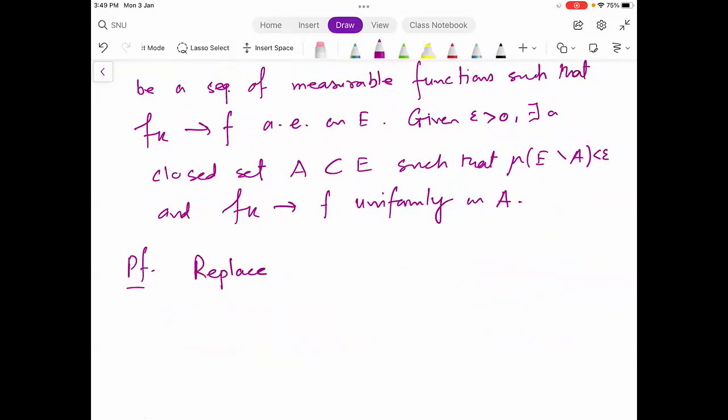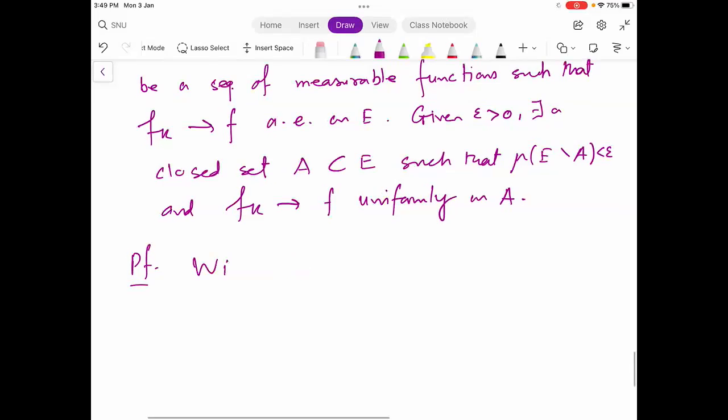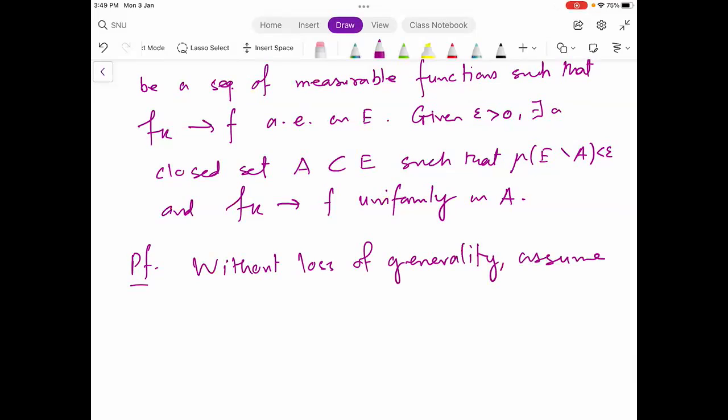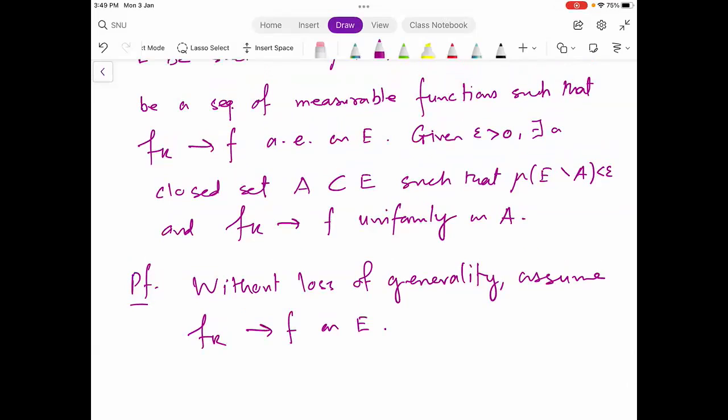Without loss of generality, assume Fk goes to F everywhere on E instead of almost everywhere. Why? Again, the reason is there is a null set N contained in E such that except on N, Fk x goes to F x for every x in E minus N. But then now replace E by E minus N. Mu of E minus N is less than or equal to mu of E, which is finite. So mu of E minus N is also finite. So replace E by E minus N. Without loss of generality, assume Fk goes to F on the whole of E.